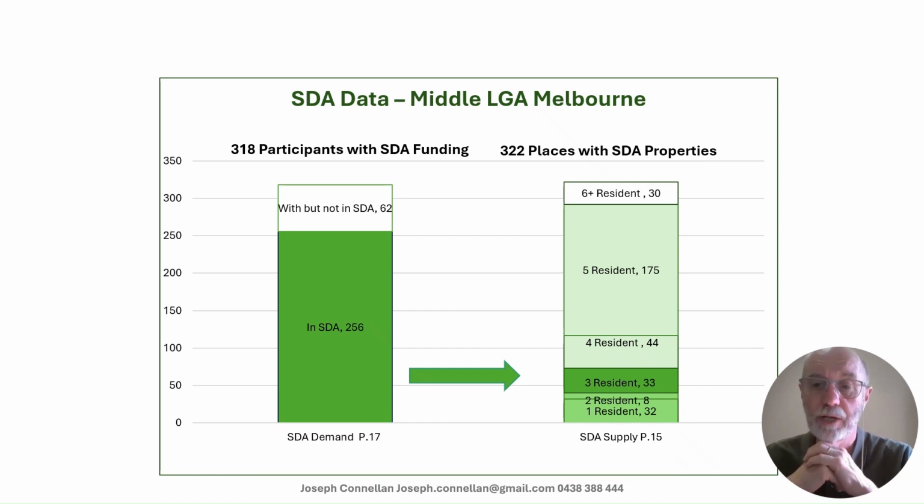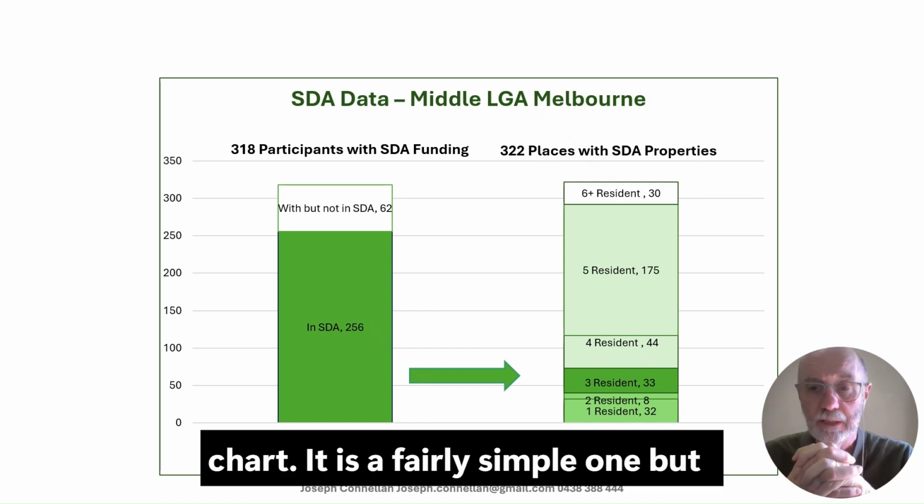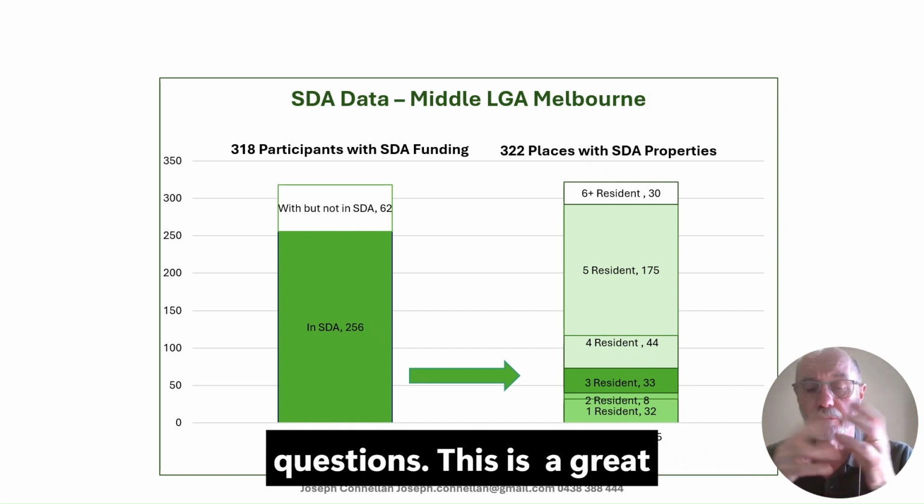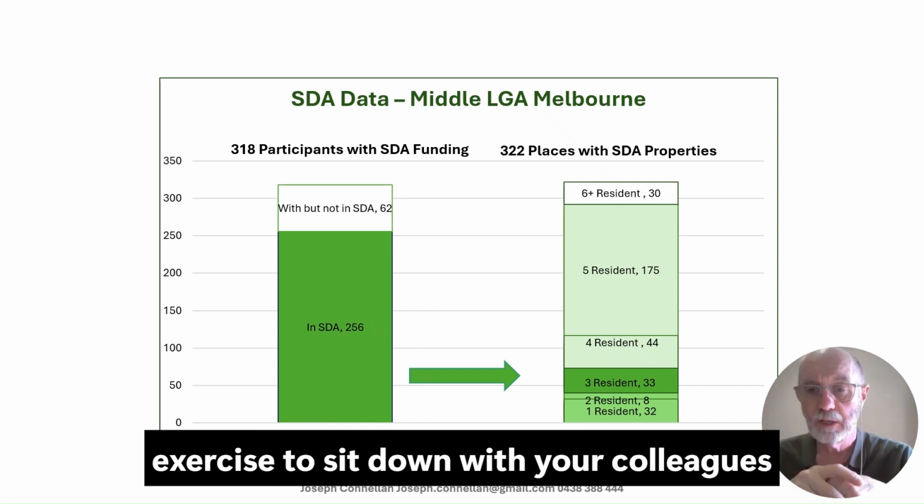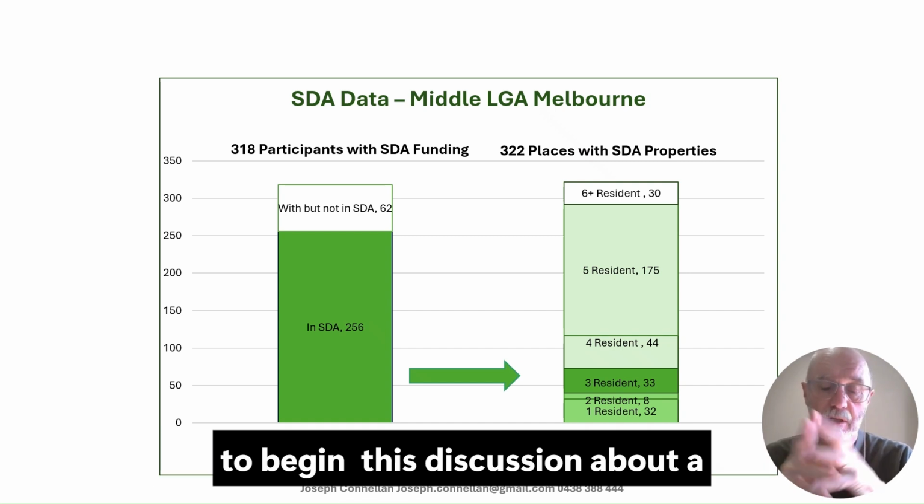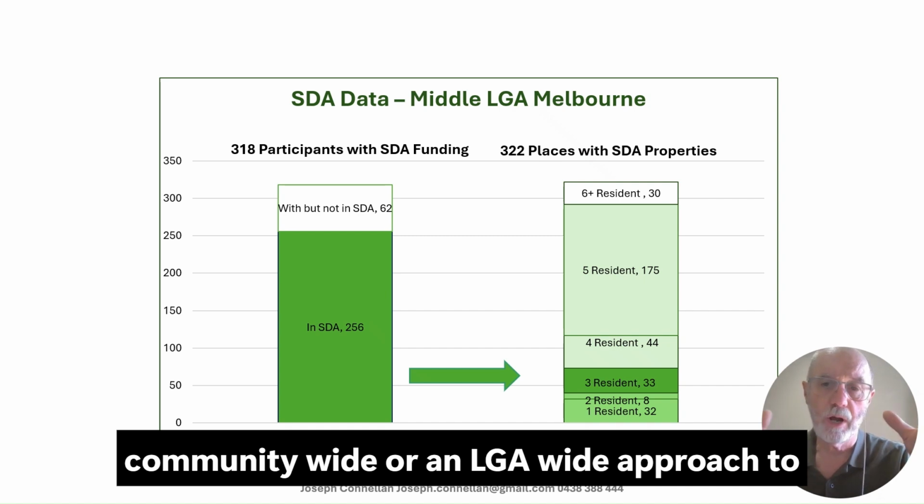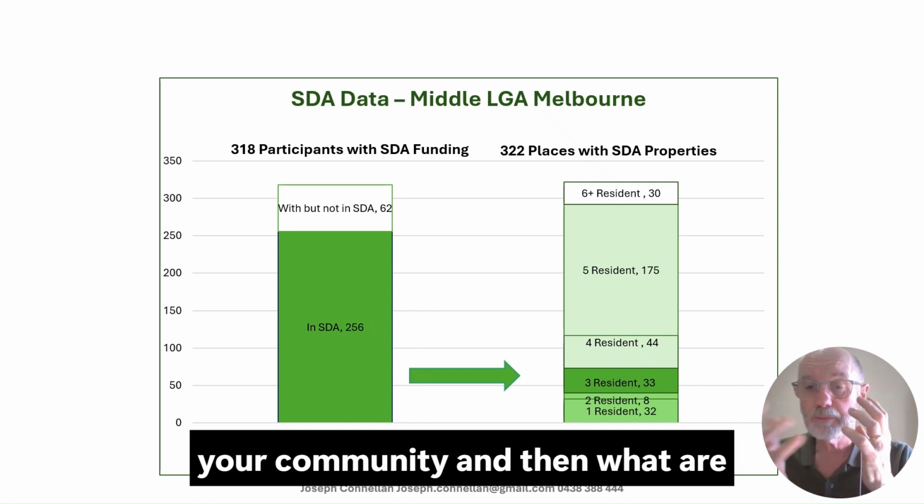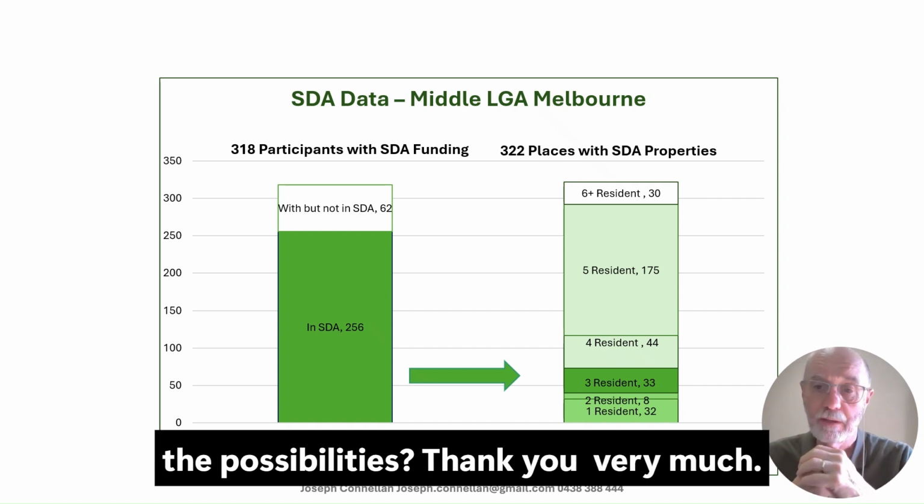So there's that equation, there's that chart. Fairly simple one, but as I said, you can populate it with a whole lot of questions. This is a great exercise to sit down with some of your colleagues and contemporaries in your community and begin to have this discussion about a community-wide or an LGA-wide approach to understanding what's going on in SDA in your community, and then subsequently, what are the possibilities? Thanks very much.